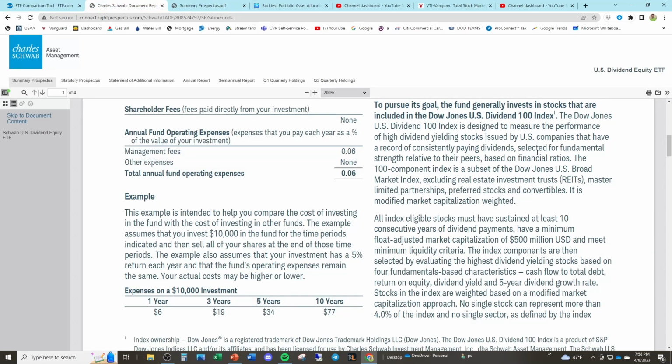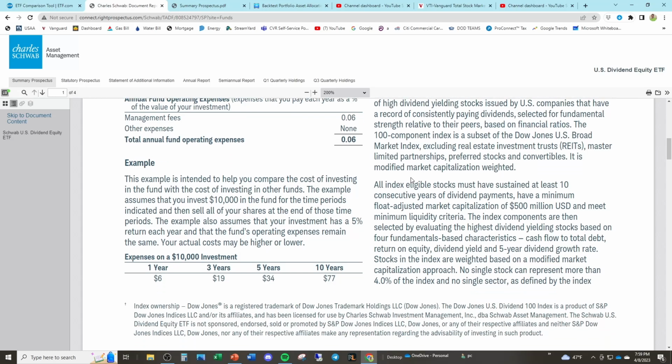Now, how are the stocks in SCHD selected? Well, we can see it tracks the Dow Jones US Dividend 100 Index, and it measures the performance of high dividend yielding stocks. So it ignores stocks that don't pay high dividends or don't pay dividends at all, because dividends are not the end-all be-all, as you'll see in a second. It selects stocks that have a record of consistently paying dividends, selected for fundamental strength relative to their peers, and based on financial ratios. So here's more detail here.